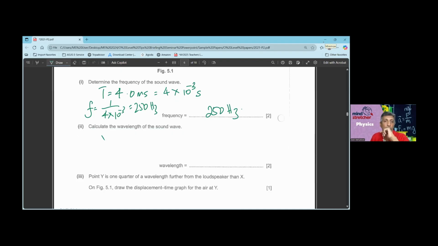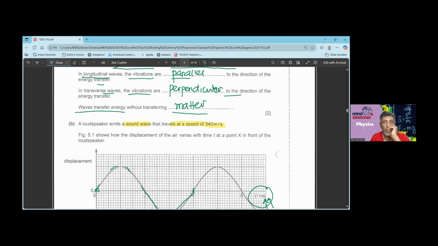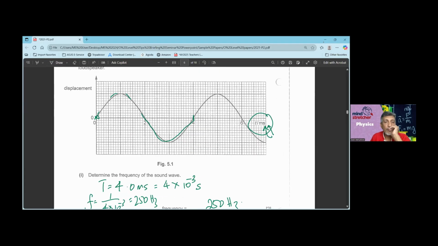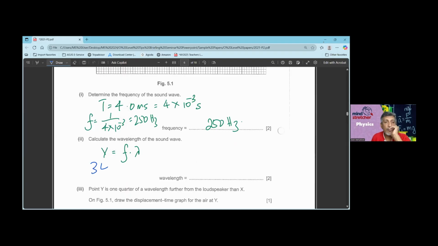Now, wavelength, you know this formula, V equals F lambda. So what is the speed of the wave? The speed of the wave is given as 340, and the frequency is 250. So you work out the wavelength.